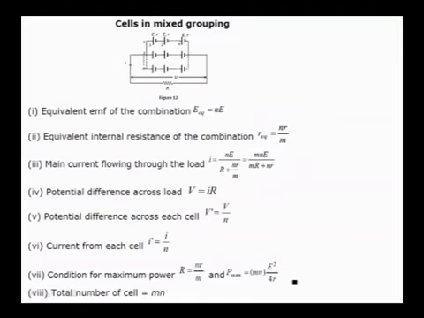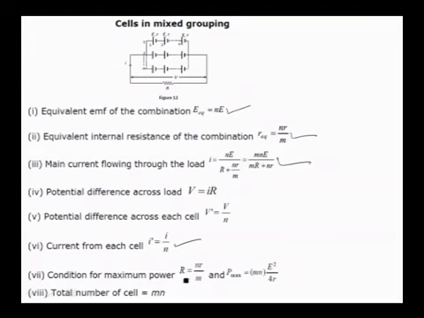Next, the mixed group. It consists of parallel as well as series combinations. So n number of cells are connected in series, and m number of rows are connected in parallel. The total cells in this circuit is m into n. The equivalent EMF is nE, the equivalent internal resistance is nr by m, and the total current in the circuit is mnE divided by (mR plus nr). Voltage in the external resistance is IR, voltage in each branch is V divided by m, and current I' = I divided by m.